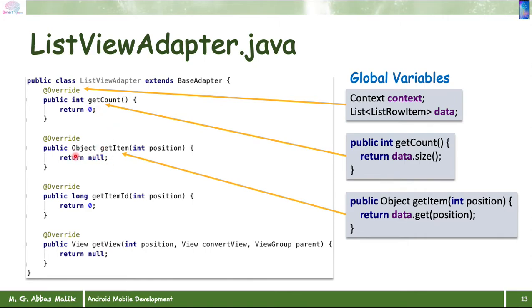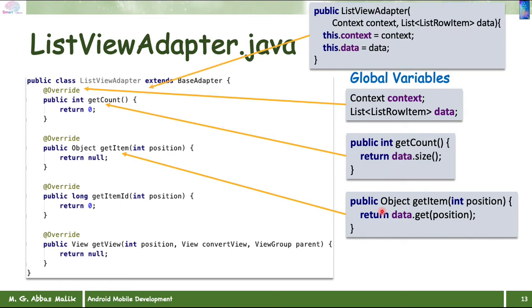Again, in the get item, we say data dot get position. So we say which specific item we want to show in that particular card view. What will be the image source, what will be the title that we want to show. So we are trying to get that specific position. And then we also have a constructor for this list view adapter, which takes 2 values. One is the context and the second one is the data. So data will be initialized into this one and the context will be initialized into this one.